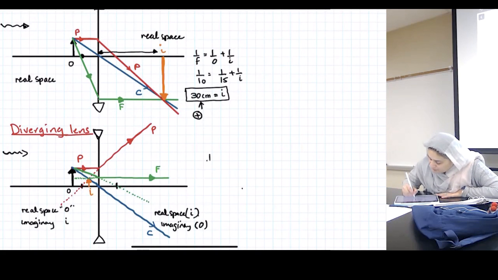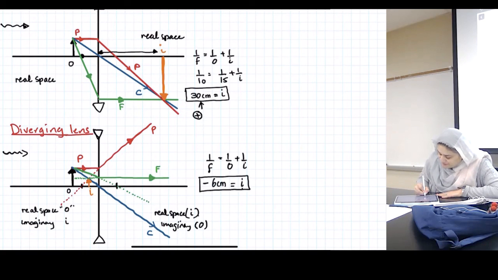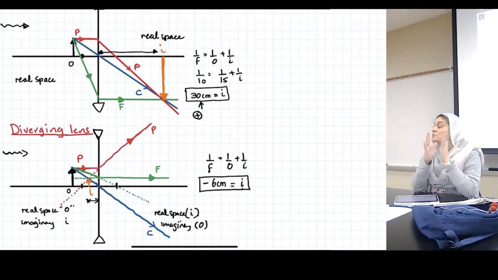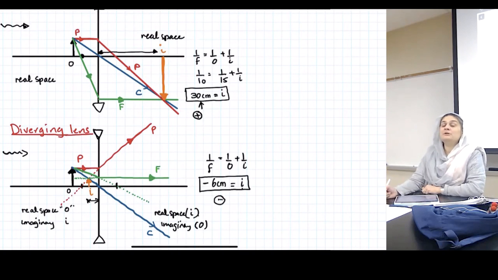That means if you solve this equation, you should get an image that's actually negative. I believe I calculated it and got negative 6 centimeters. Remember, this negative 6 centimeters means this distance here, and everything is measured with respect to the lens or the mirror. Okay? A negative image means it is a virtual image. When it's a virtual image, that means it cannot be projected onto a screen. Got it?